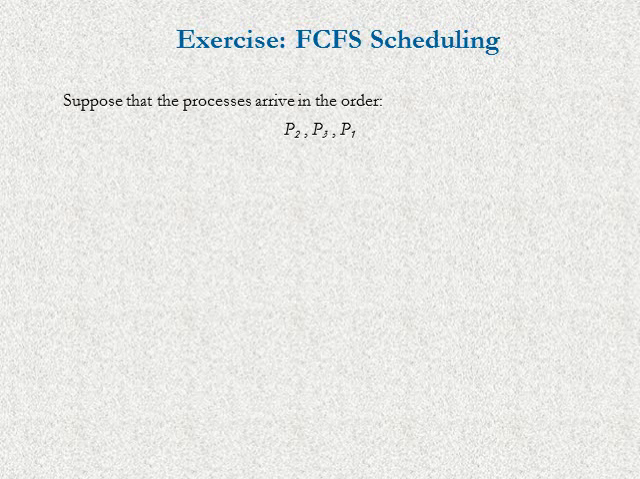So let's have a class exercise. Suppose that now the order of arrival of all three processes that we discussed in the previous example is like this. We have P2 came first in the ready queue, followed by P3, and then we have P1. The burst time requirements will remain the same: for P2 it was 3 seconds, for P3 it was 3 seconds as well, and for P1 it was 24 seconds.